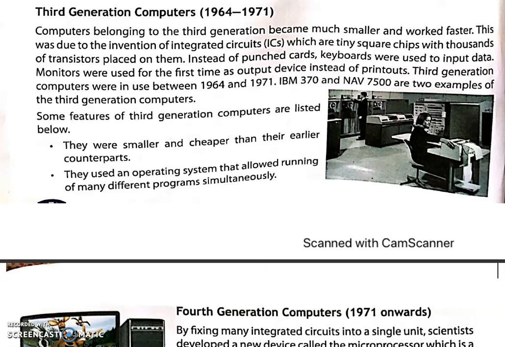Some features of third generation computers are listed below. They were smaller and cheaper than their earlier counterparts. Like we saw, they were smaller and comparatively cheaper. They used an operating system that allowed running of many different programs simultaneously. I explained what programs are while talking about the second generation computer. What happened in the third generation computer is that you could have a base operating system. For example, Windows. Windows is an operating system which holds many programs within it. Then there is another operating system called Macintosh. Then you have Linux. These are all operating systems and programs are built on them.